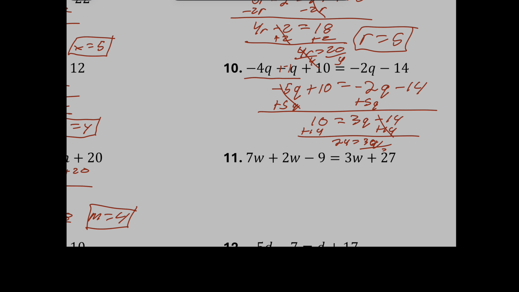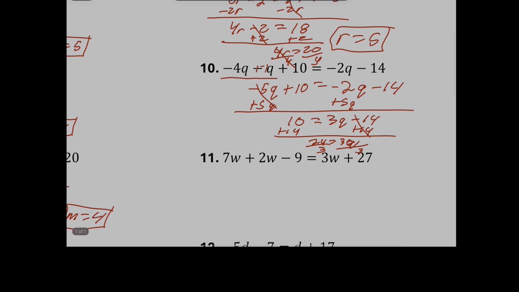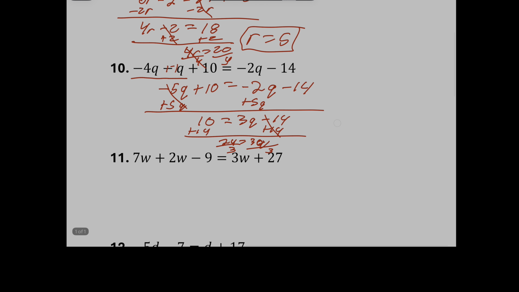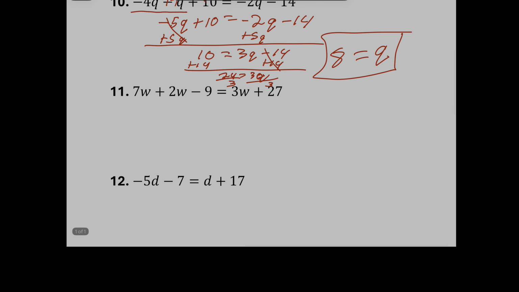Starting to run out of room, but I want to show it here. And boom, I'm going to move over here to show you that 24 divided by 3, that's going to be an 8 equals q. Boom, boom, boom, boom. Number 11, we're going to combine the letters.